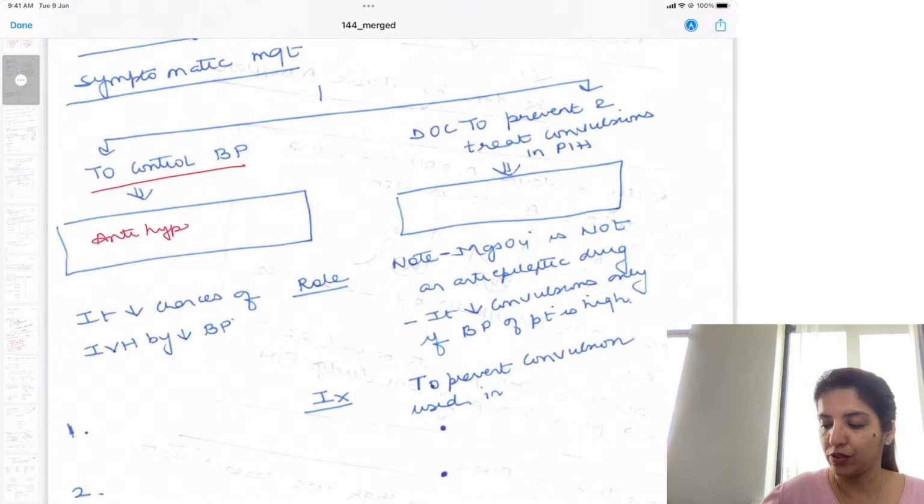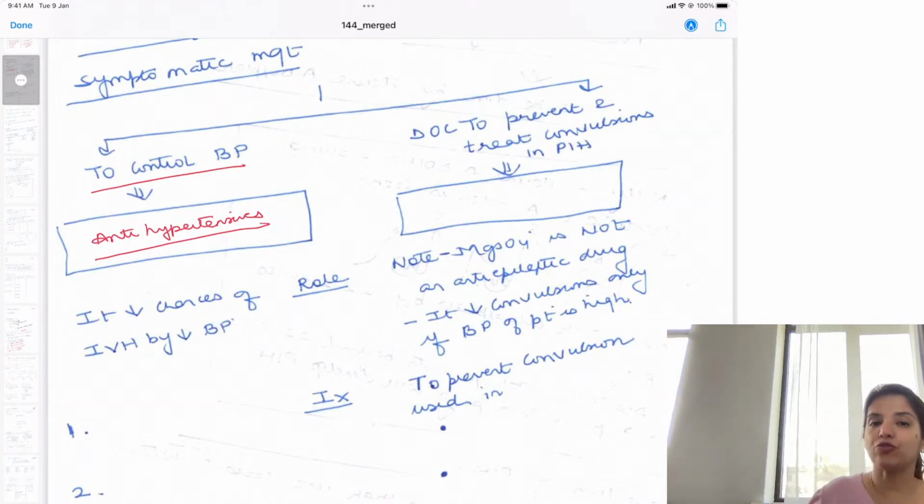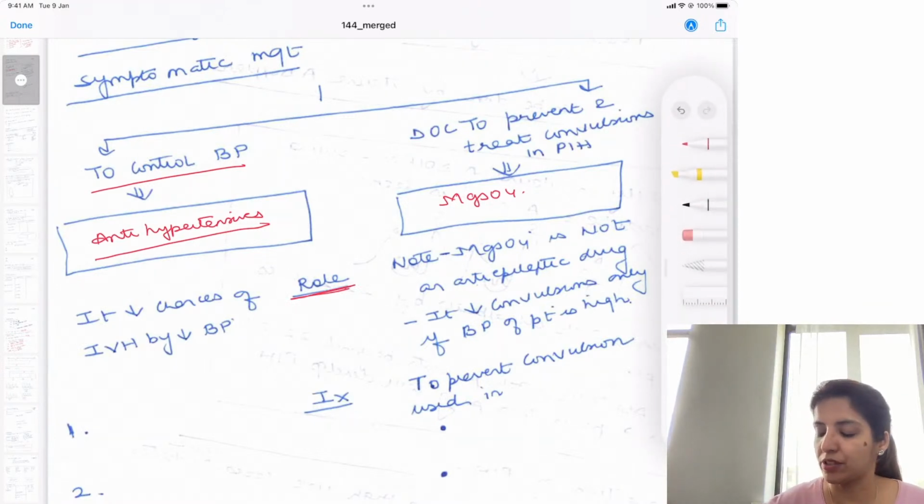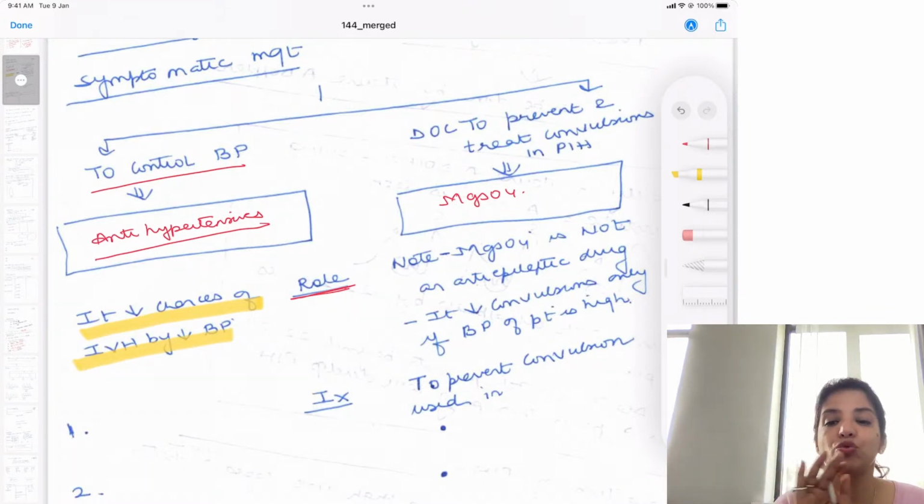So to control BP, I am going to give antihypertensives, and the drug of choice to prevent and treat convulsions in pregnancy is magnesium sulfate, right? Now, role. What is their role? When you give antihypertensives, they decrease the chances of intraventricular hemorrhage by decreasing the BP. So antihypertensives do not lead to prevention or treatment of convulsions.